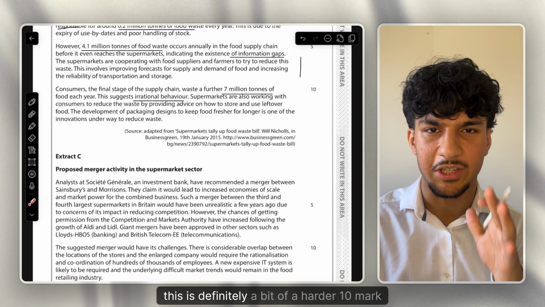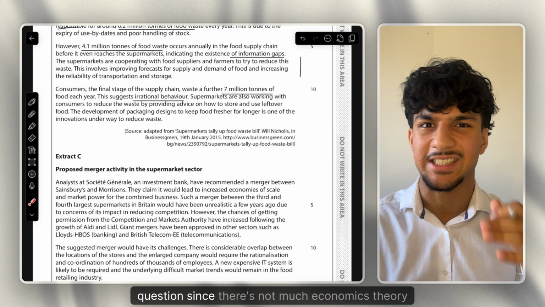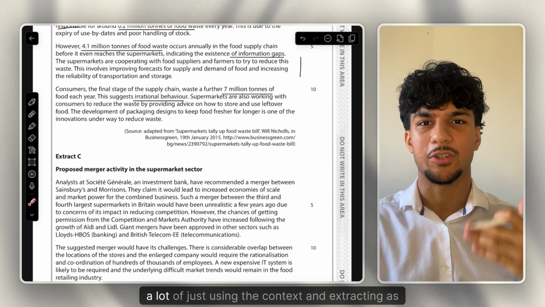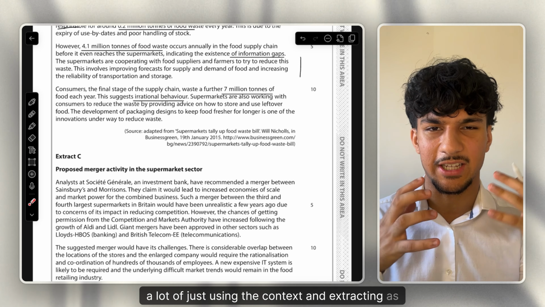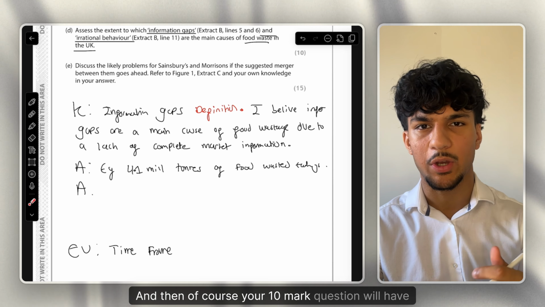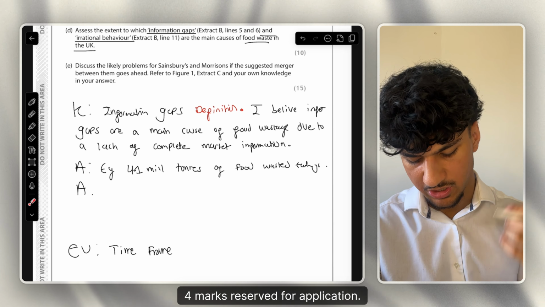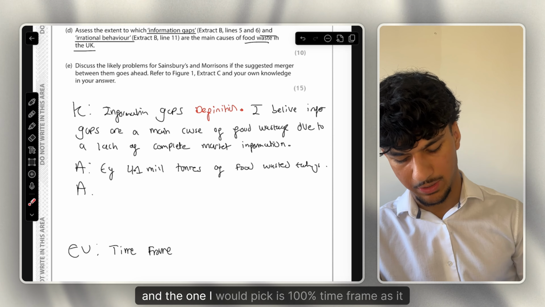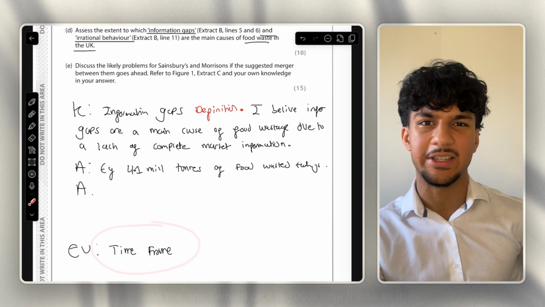And like I said, this is definitely a bit of a harder 10-mark question, since there's not much economics theory, and it's a lot of just inferences, a lot of just using the context and extracting as much as possible. And then of course your 10-mark question will have 4 marks reserved for application, so a little evaluation point at the end of this paragraph. And the one I would pick is 100% time frame, as it really is the easiest.